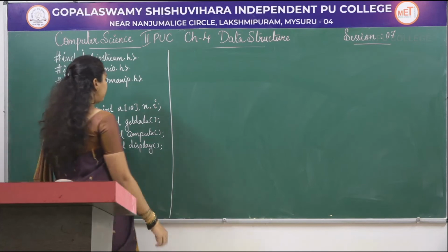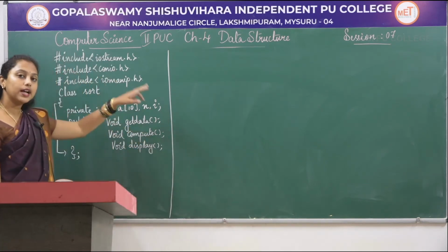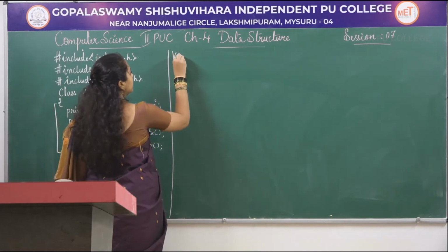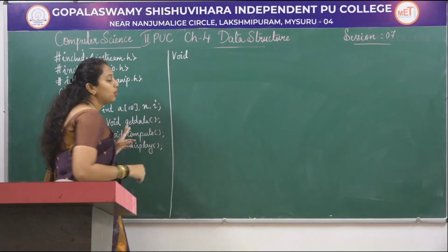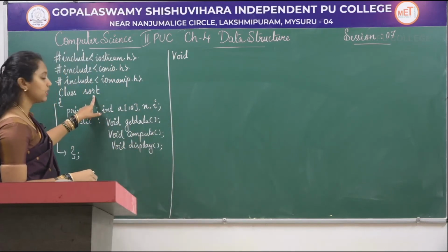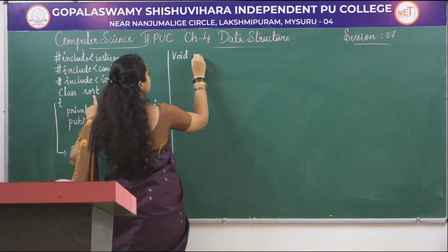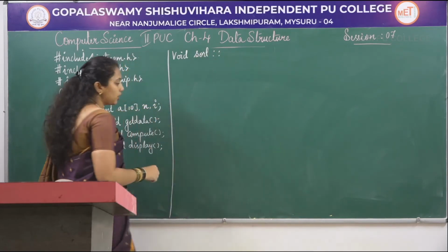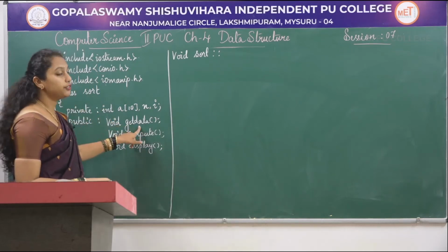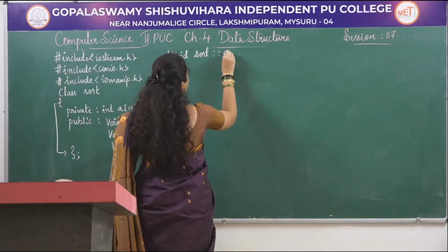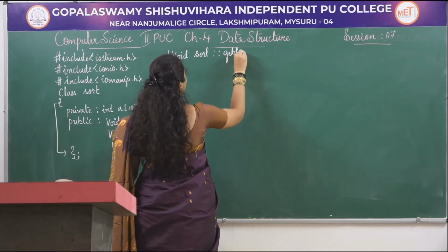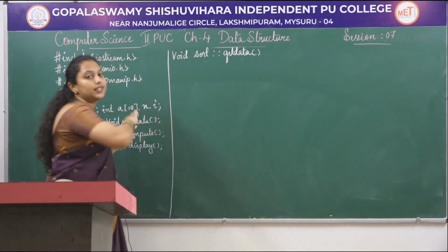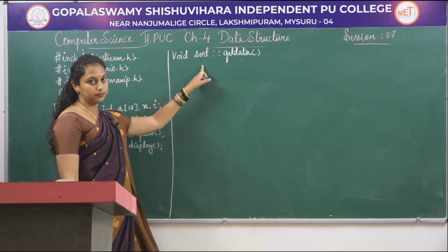Next, I am defining this function outside the class. So what do we have to do? First we have to write the return type followed by the class name. What is the class name? The class name is sort, followed by the scope resolution operator, then the function name. What is the function name? The function name is getData. So this function is referring to this class called sort.